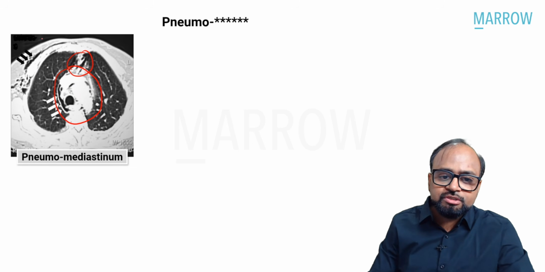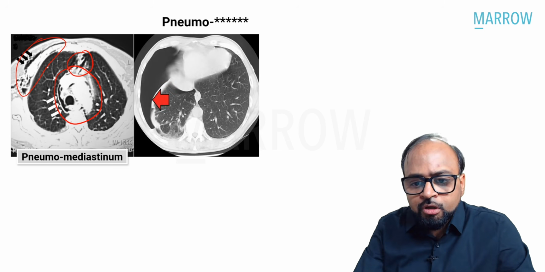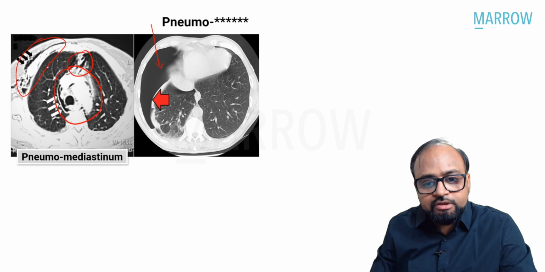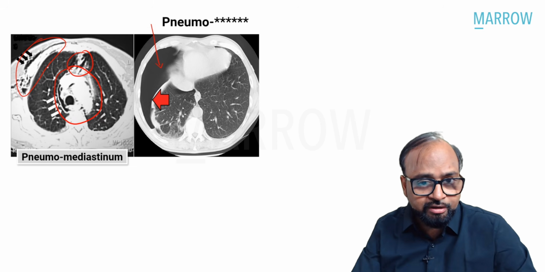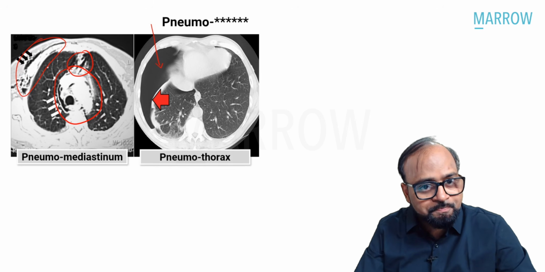You can also see some air within the chest wall. This is also called subcutaneous or chest wall emphysema. This is pneumomediastinum. Well, air within the pleural cavity: normally, inside the pleural cavity, there is a thin rim of fluid. When air accumulates in the pleural cavity, this is called pneumothorax.